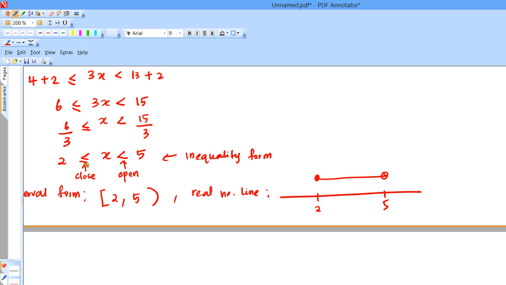Since x is greater than or equal to 2, our line moves to the right. How do we draw the line? For example, for x greater than or equal to 2, the line will move to the right, like this. And then for x less than 5, we use a white dot and move to the left.